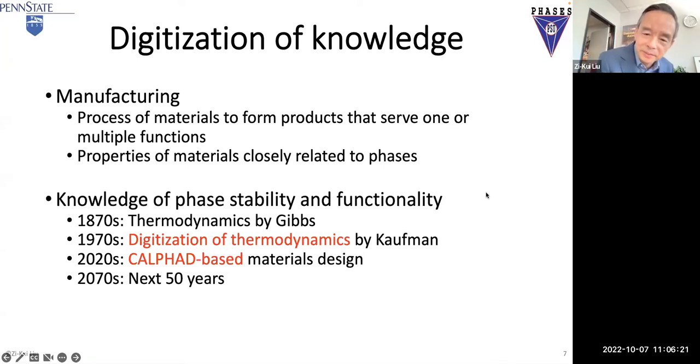If you look at the history of thermodynamics, of course, it goes back a long time ago, but the system was systemized by Gibbs in the 1870s, like 150 years ago. And then 100 years later it was digitized by Kaufman, in terms of CALPHAD modeling he developed in the 1970s. And 50 years later, today, we are talking about material design. Most of them actually use CALPHAD as the base database behind it. So we're talking about the next 50 years or so.